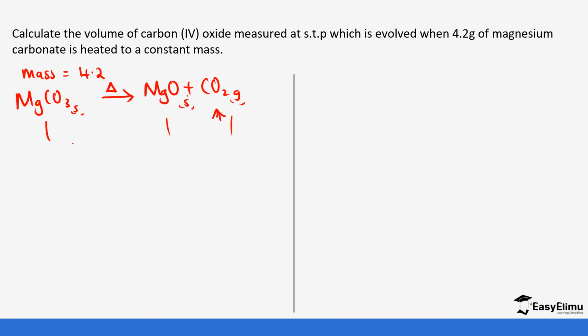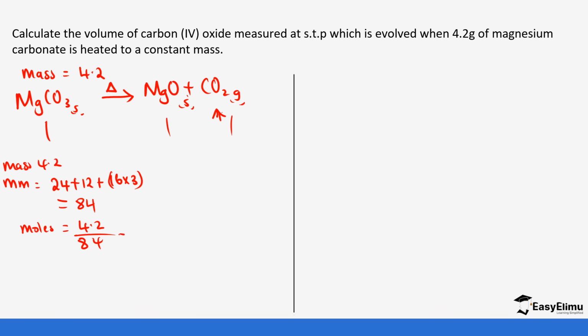So we get the moles of magnesium carbonate, whose mass is 4.2. We need the molar mass of magnesium carbonate, which is 24 plus 12 plus 16 times 3, which gives us a molar mass of 84. So the moles will be 4.2 divided by 84, which will give us 0.05 moles. And if we use the mole ratio, the carbon dioxide also is going to have 0.05 moles.